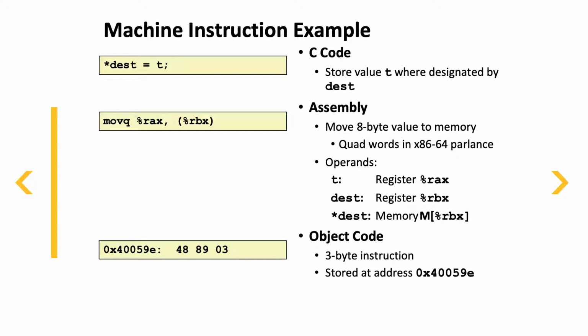It's stored at address 40059E. And as you see, we just have a few hex values, right? This is just pure binary. So the object code, we've gone all the way down to purely numerical representations, whereas in the C and the assembly, we've got some text that we can actually read and understand as human beings.